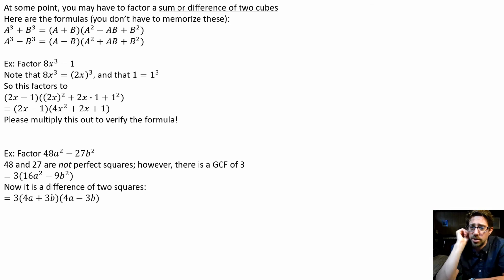Okay. So don't ever forget about that. That's something that you have to know no matter what. If there's a greatest common factor, you should always take it out first.